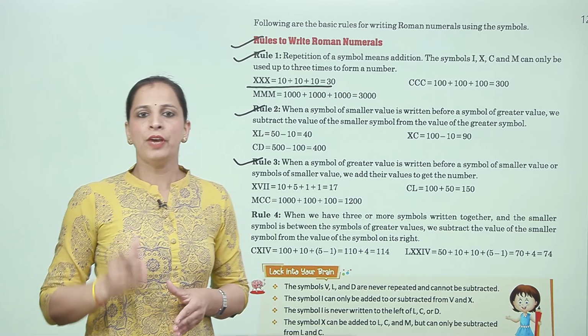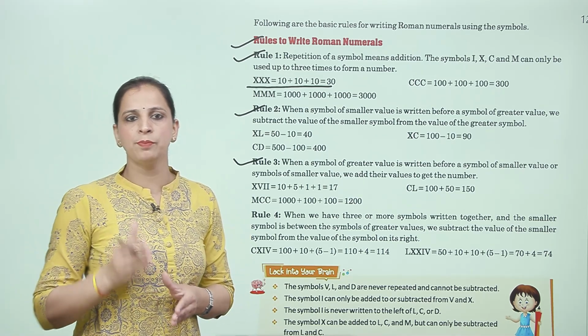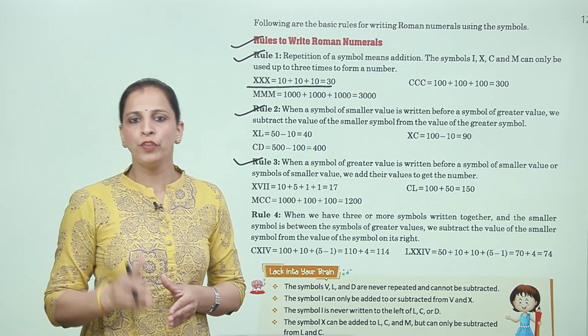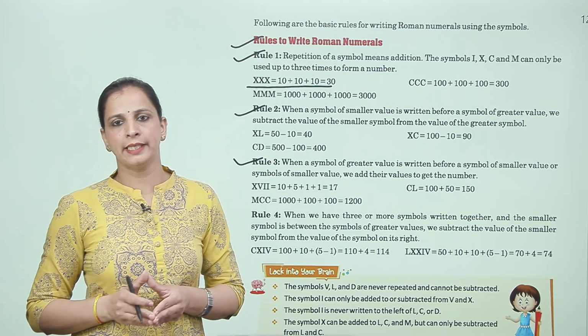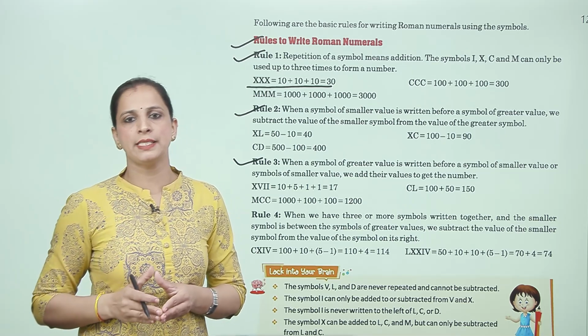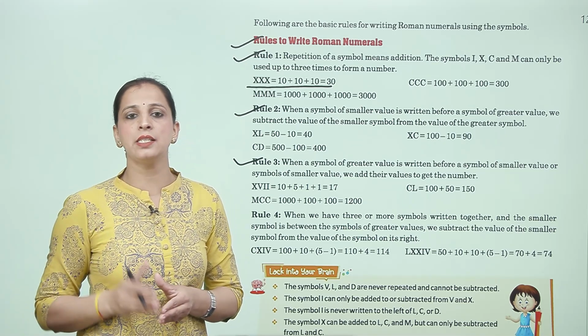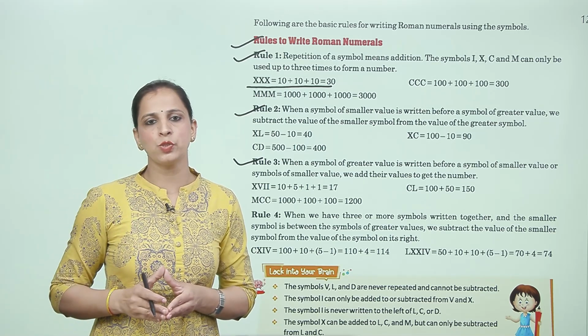Rule 3. When a symbol of greater value is written before a symbol of smaller value or symbols of smaller value, we add their values to get the number. XVII, that is 10 plus 5 plus 1 plus 1 is 17. CL is 100 plus 50 is 150. MCC is 1000 plus 100 plus 100 is 1200.